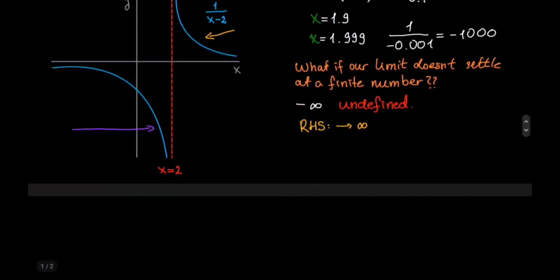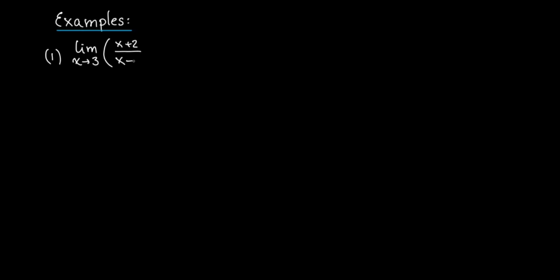Now that we have a grasp of the basic concept of limits, let's look at a few examples. For the first example, they are asking us to evaluate the limit as x approaches 3 of the function (x + 2) over (x - 2). This one is quite simple. We can simply plug in the numbers into the function and we get (3 + 2) over (3 - 2), which is equal to 5.